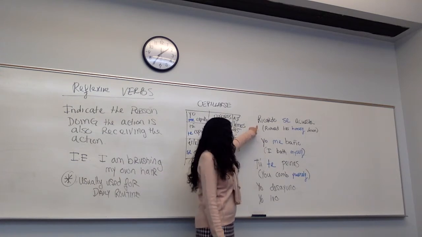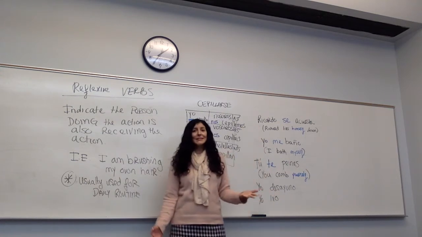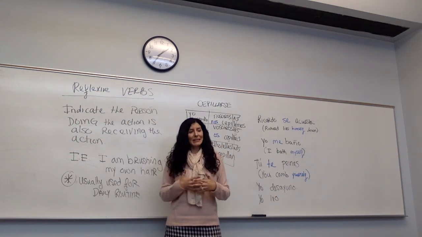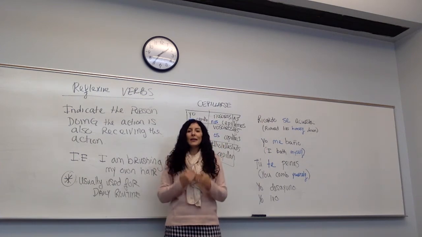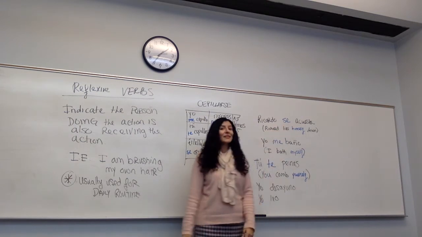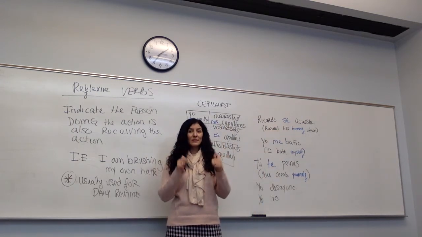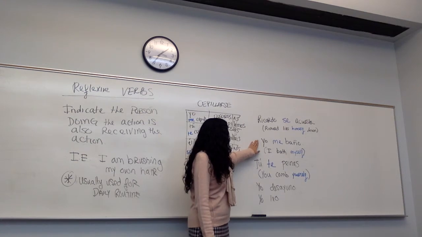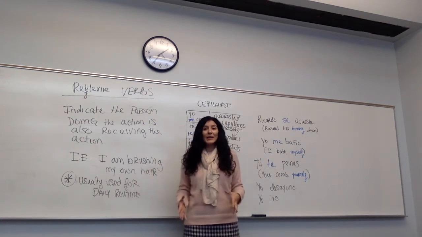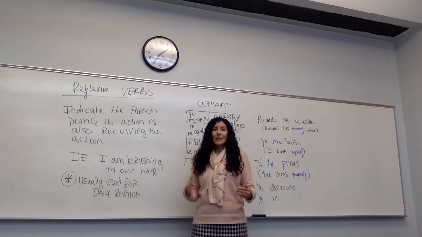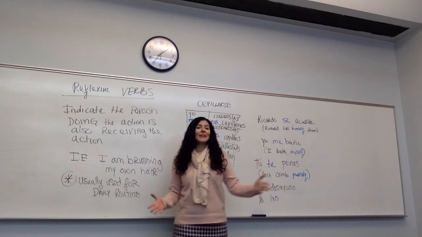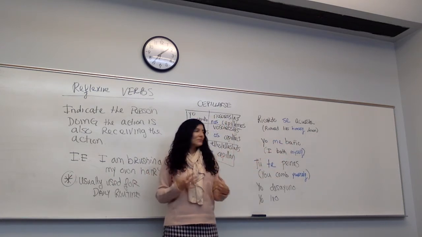Ricardo se acuesta. That's saying Ricardo lies down. But Ricardo's not just lying anybody down, he's lying himself down, his own body. And so we use the se to tell us that Ricardo is laying his own self down. Yo me baño, I bathe, but I'm not just bathing anybody, I'm bathing my own body. So I want to indicate that by saying me. So it would be like saying I bathe my own self.